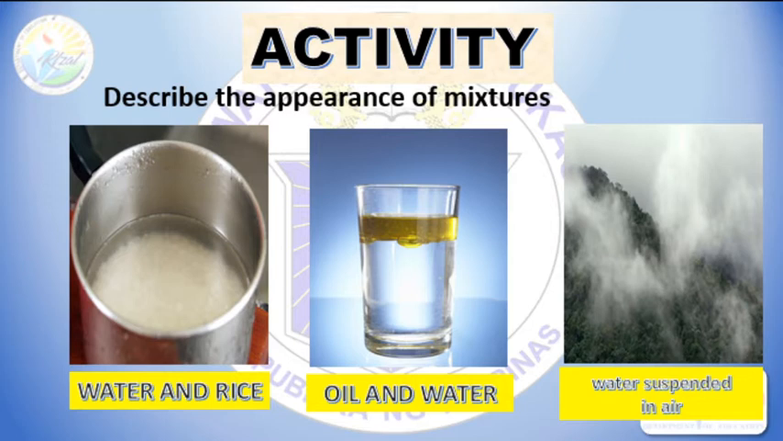How about oil and water? Yes, this pair of materials can still be distinguished after mixing or combining them. We can still identify the components of oil and water. And how about the water suspended in air? Yes, you're correct. This is a fog. It is a mixture of liquid and gas. This pair of materials can still be distinguished after they have been mixed.